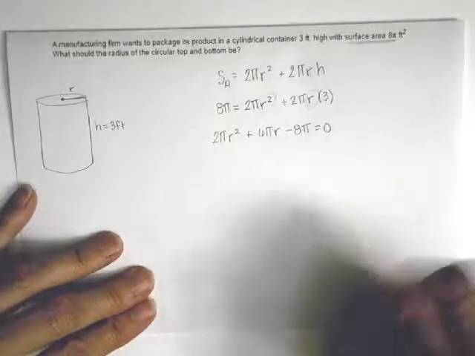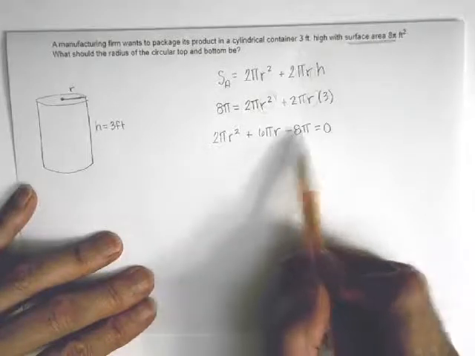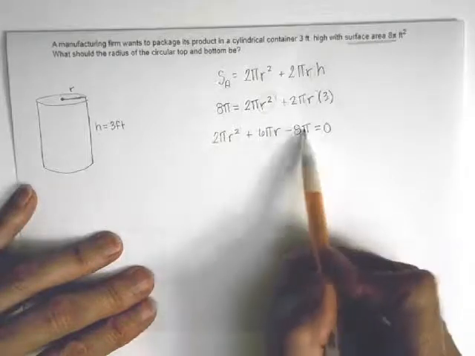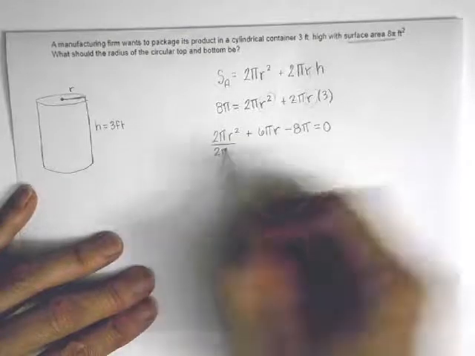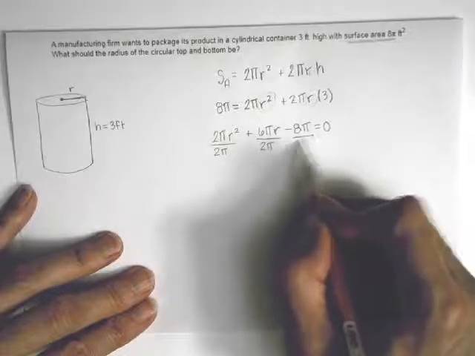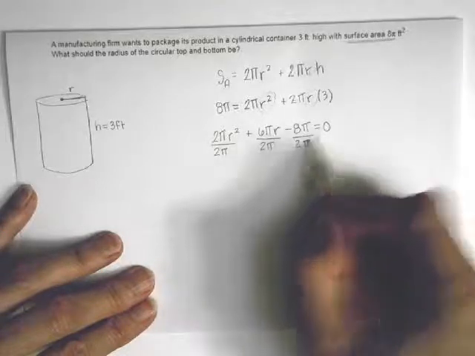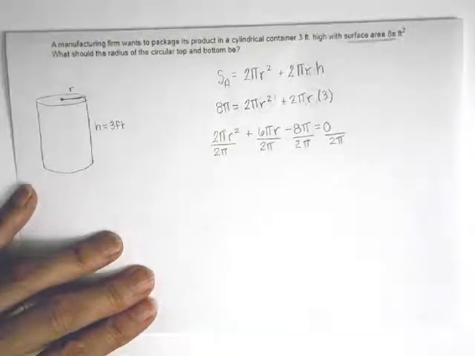I can see that each of these terms have a pi in it, and each of them are actually divisible by the number 2 as well. So I'm going to take each term and divide it by 2 pi, and I have to take 0 and divide it by 2 pi. And when I do that, life is going to become a lot easier.